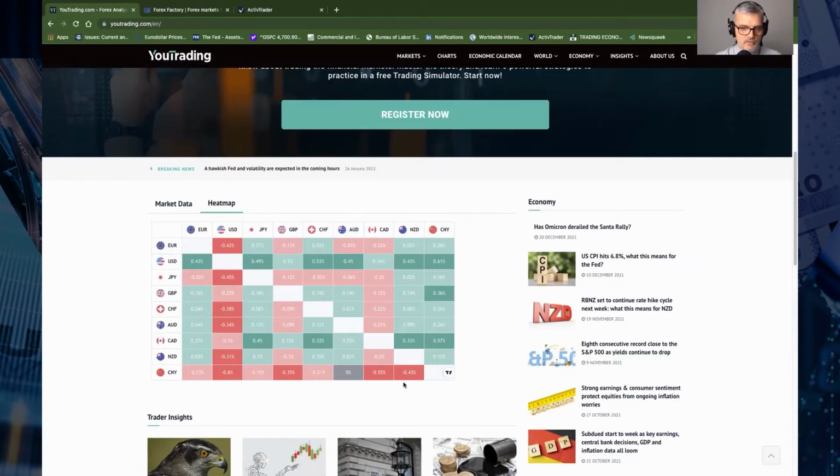Looking at the YouTrading.com Forex heat map, we can see that the USD is currently the strongest currency, following on from the FOMC last night. The euro is mixed across the board. The yen and the yuan are competing for the weakest currencies currently. The Australian, Canadian and New Zealand dollars are mixed, but the Canadian dollar is doing quite well relative to everything apart from the US dollar.